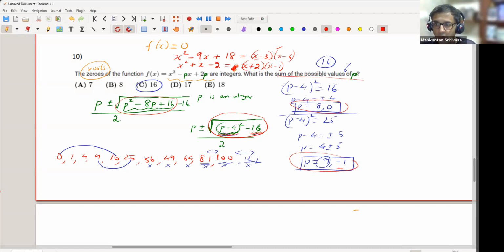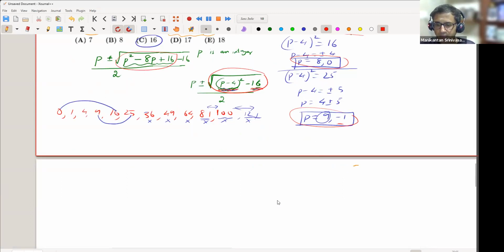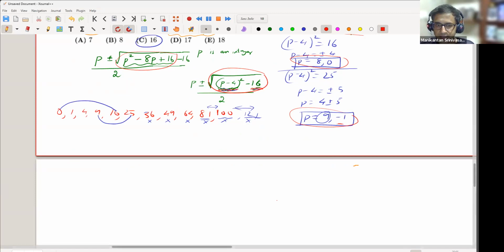Okay. And now to answer the other part, why should P be an integer at all? I gave a mock example where it could be working, right? There's an argument for that. So what are the two roots? One is P plus root of blah blah blah by 2. I'm not writing the whole thing. The other is P minus root of blah blah blah by 2.